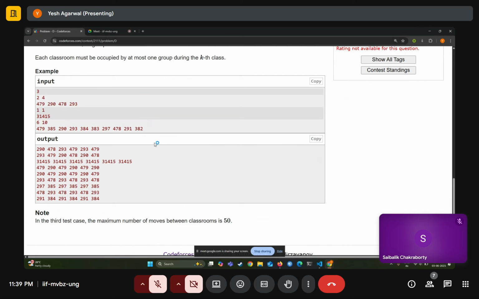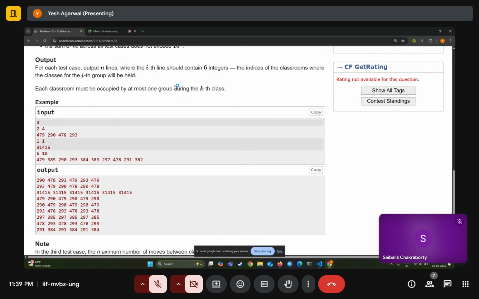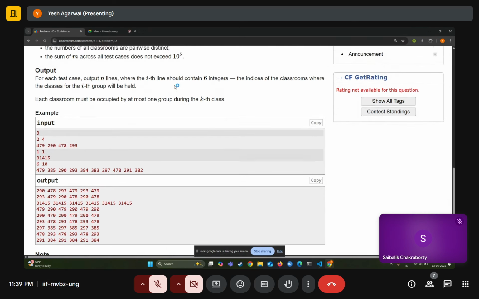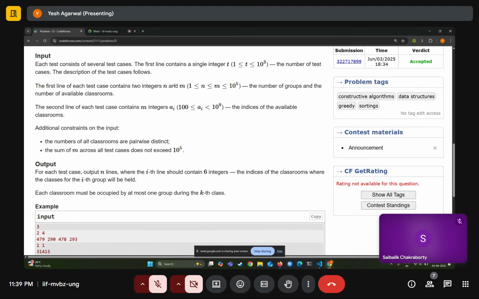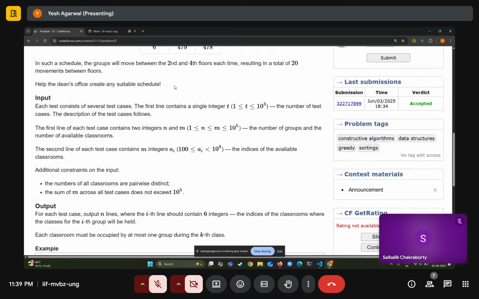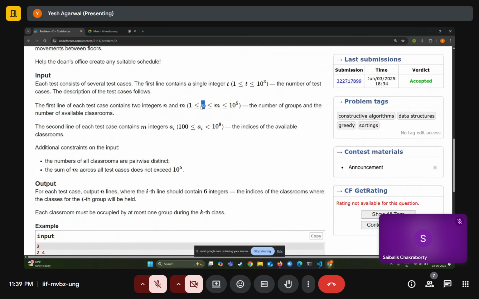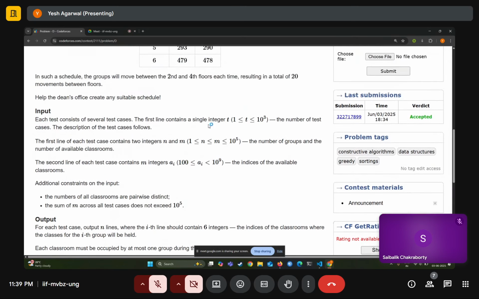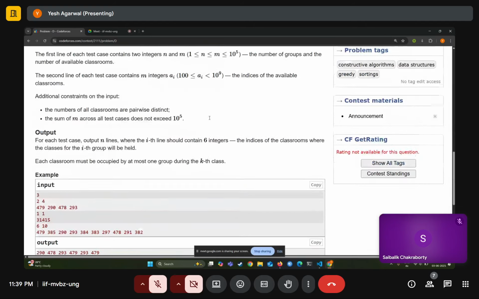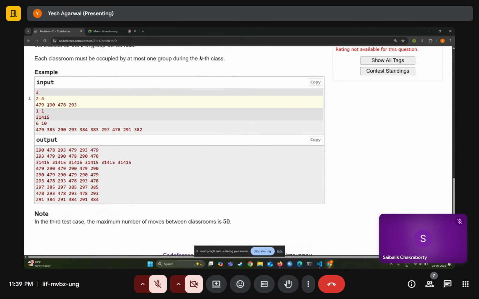Of course, we cannot have two groups occupying the same class simultaneously. So with all these constraints in mind, we have to maximize the distance that the students will have to travel during each class. Basically, we have to maximize the summation of the distances traveled by each of the n groups of students. It is given that the number of classes will be greater than the number of student groups. So of course the greedy approach is to sort it, and keep going from the lowest class to the highest class.